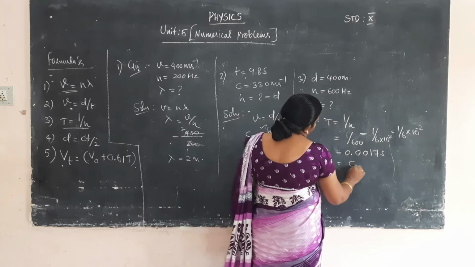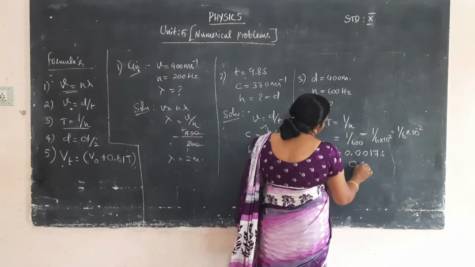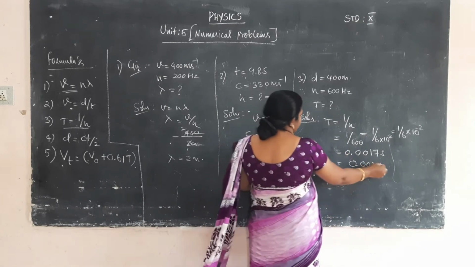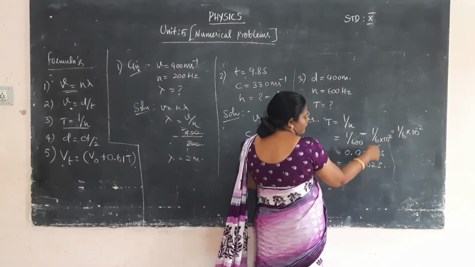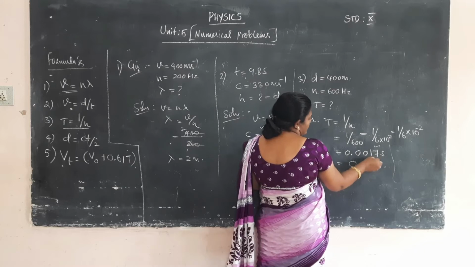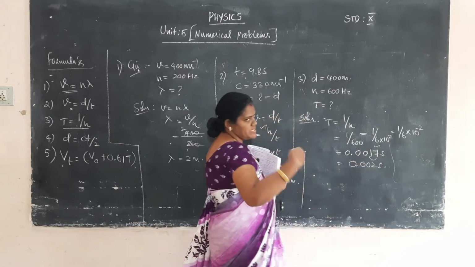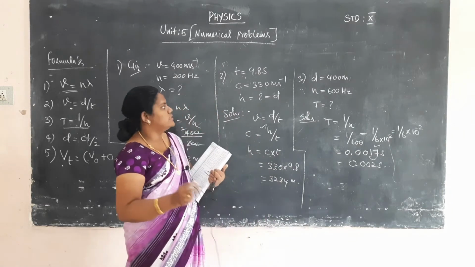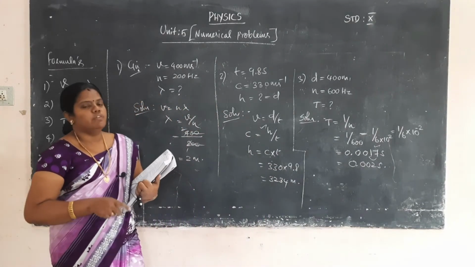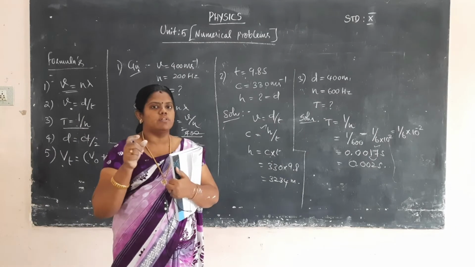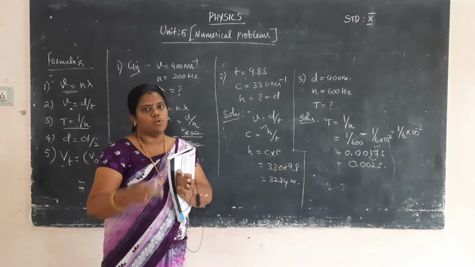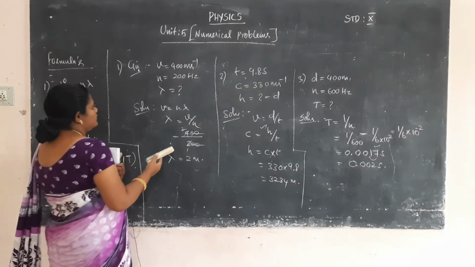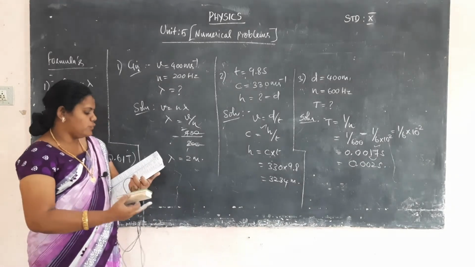That will be rounded off to 0.002 seconds. So 0.0017, the digit after is above 5, so 1 will be added to the previous term, that is 0.002 seconds. So this is the answer for the third problem. The frequency value is given, so we easily find the time period. Time period is the reciprocal of frequency. Clear?